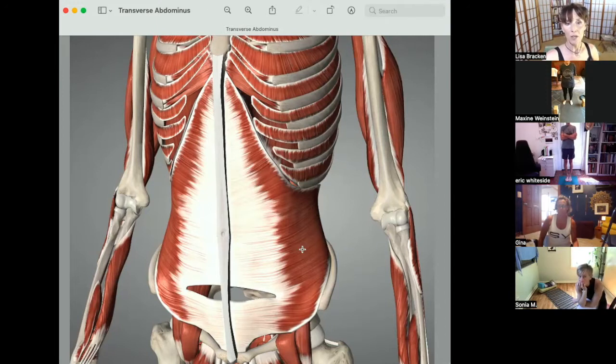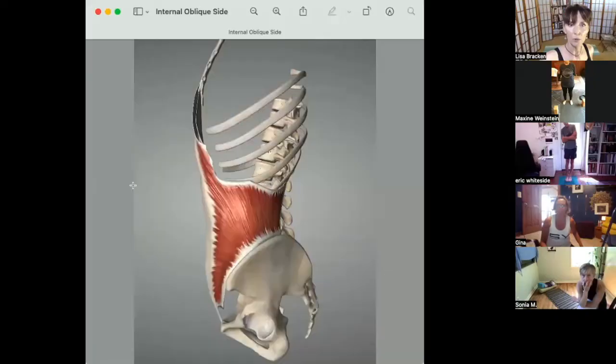So your transverse abdominis is the deepest muscle in your body. And it does what it says it does. It moves transversely. It's predominantly horizontal. After the transverse abdominis, then we plug into the internal obliques. There's our internal oblique.